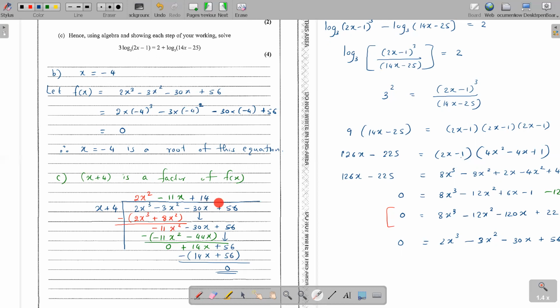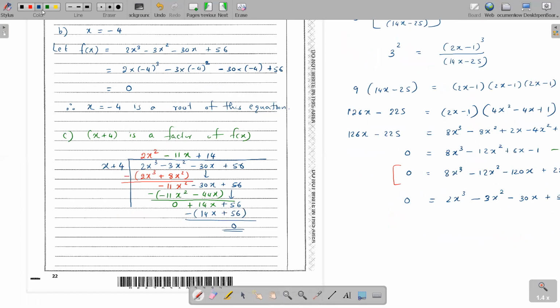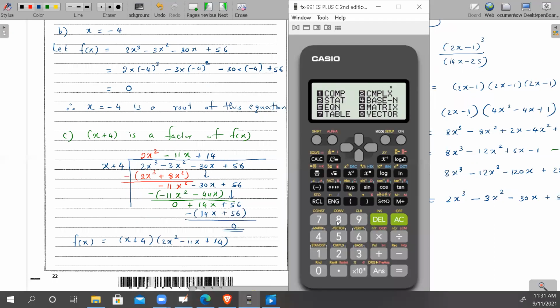Your quotient gives you the remaining factors. Okay, so for f(x), the factors are x plus 4 and 2x squared minus 11x plus 14. So typing in the calculator, let's factorize the quadratic even further.